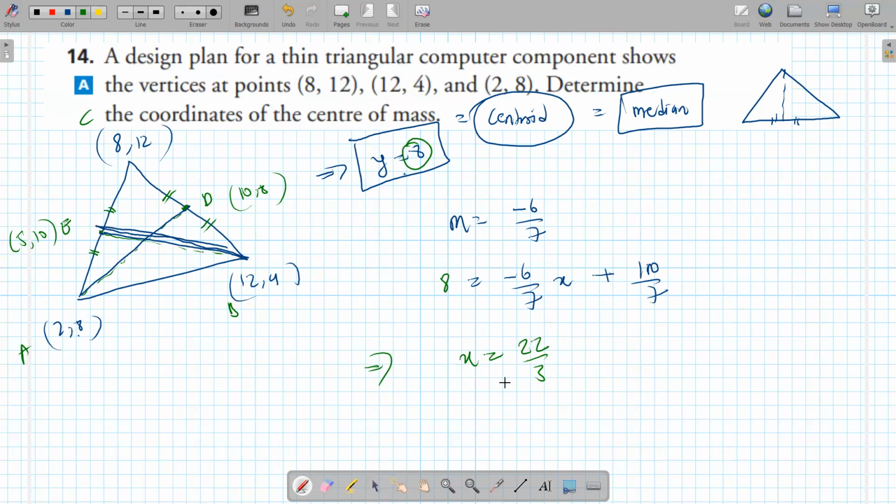This one you can kind of cheat, because the y value must be 8, because the y value of that line is constant. So if it meets it here, doesn't matter where, the y value is 8, the y value here is 8. So the y value there also must be 8. So there you go. That is the center of mass, the centroid, where the medians intersect.